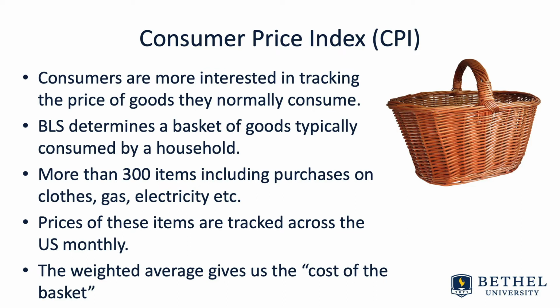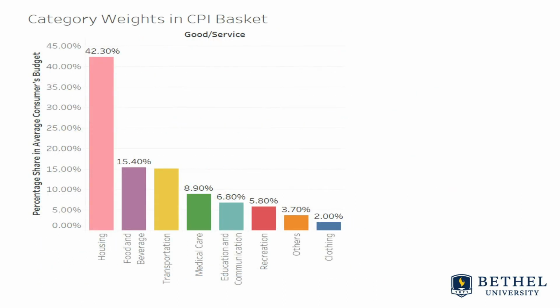What is this basket made up of? This basket has several categories. The largest category in this basket is housing. Housing comprises almost 43% of an average consumer's spending, so that's the weight that housing gets. The next big category is food and beverages, which is almost 15% of the basket. Then we have medical services, we have educational consumer services, etc.